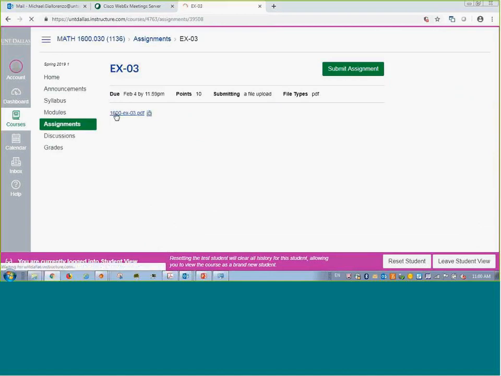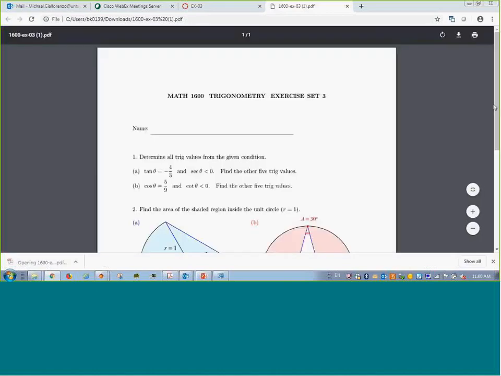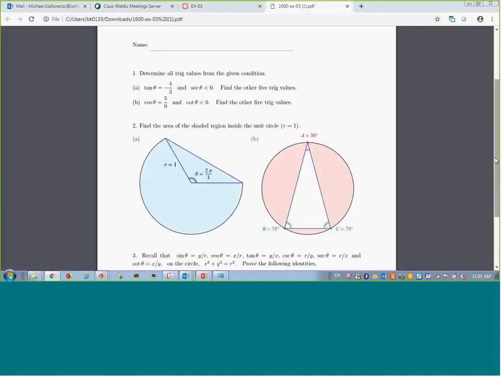And these emphasize to a certain degree mathematical writing. Here's a sample problem. Okay. Number one, pretty much elementary, finding all the trig ratios. Number two, 2A is elementary. 2B, that's going to be a bit of a headache to students.